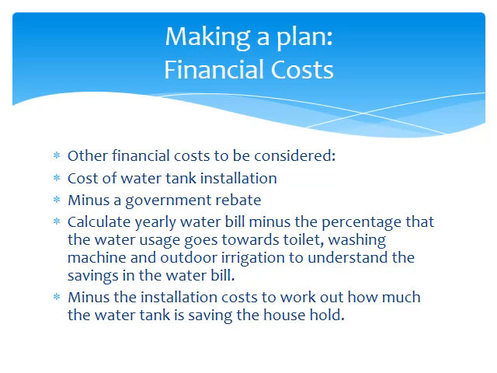Other financial costs to be considered are the cost of the water tank itself and the installation. From here, there is a government rebate of around $1,000 that can be taken away from the cost. And then we can calculate the yearly water bill and minus the percentage of the water that goes towards the toilet, washing machine and outdoor irrigation to understand the savings that we'll be finding in the water bill. From here, we'll minus the installation costs to work out how much the water tank is saving the household.